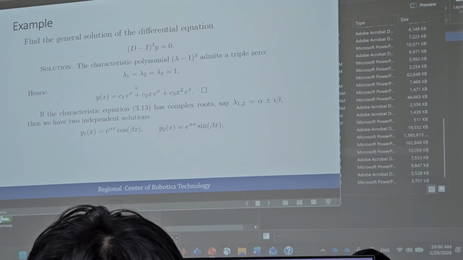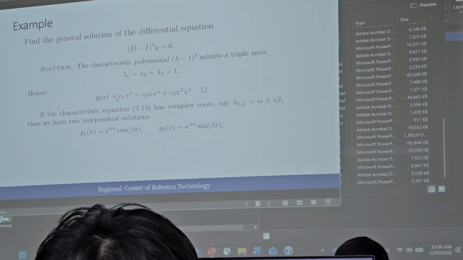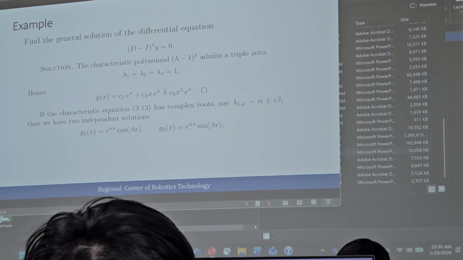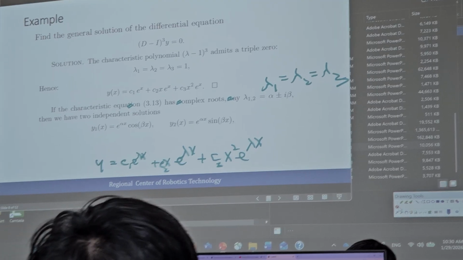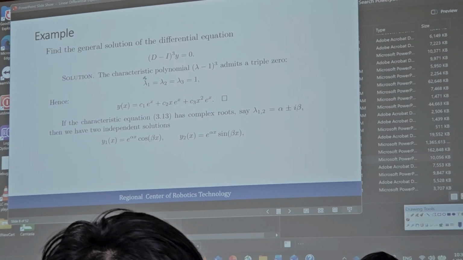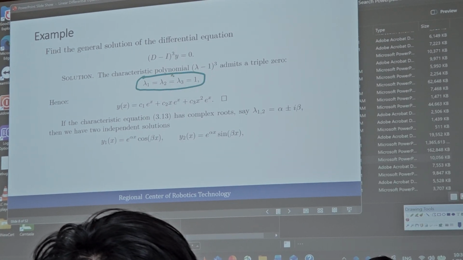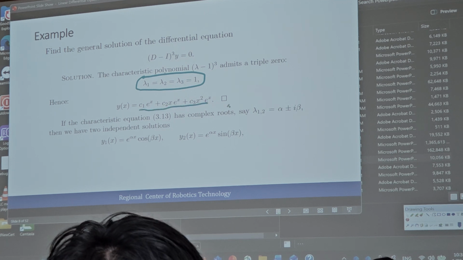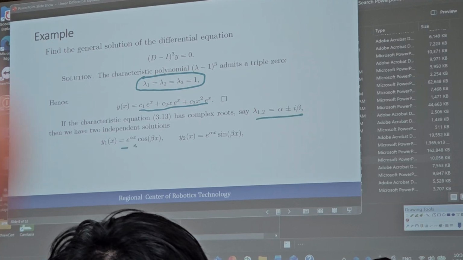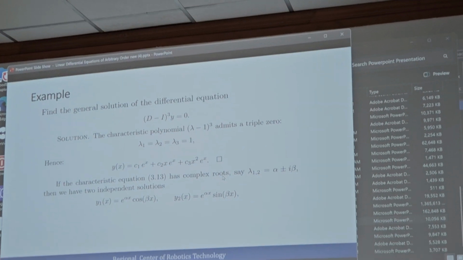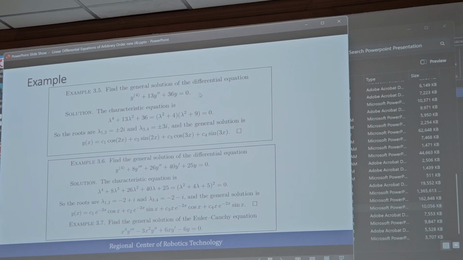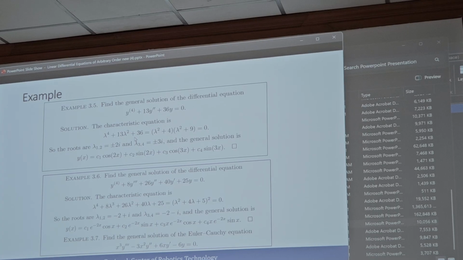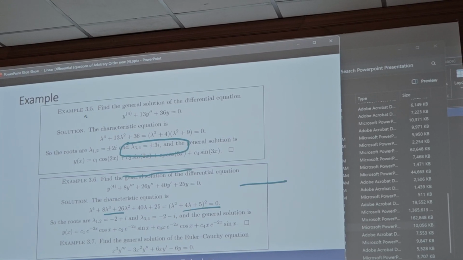Okay. So in this case, you have this one, right? Okay. This one you have 3 triple roots, equal. So this one, you see this solution, right? You have this one. You have this one. Similar. Okay. So you have this one. See this one. You have the example.